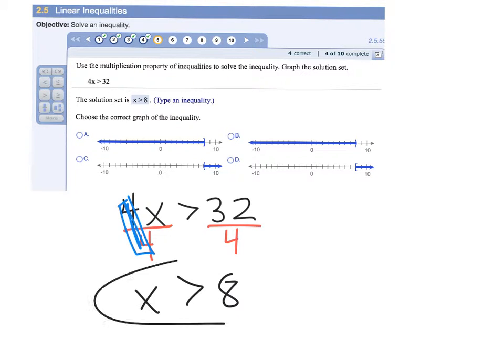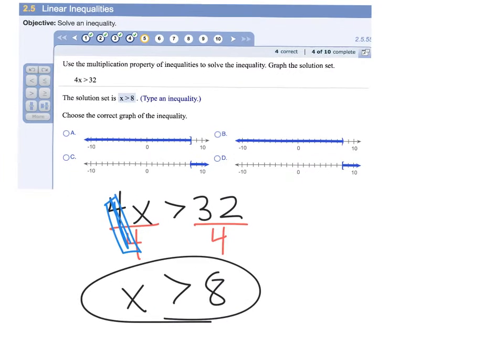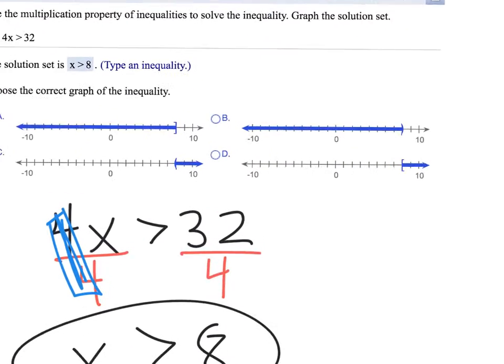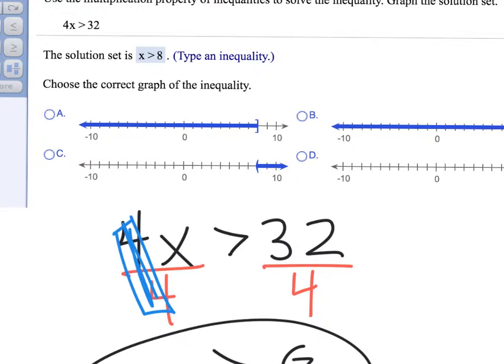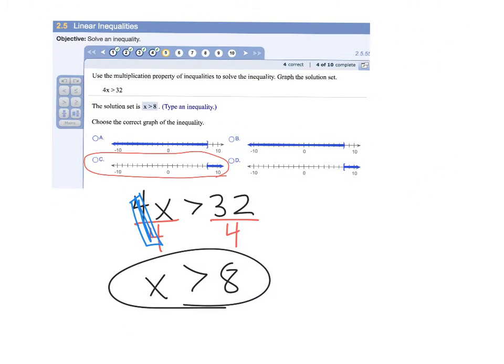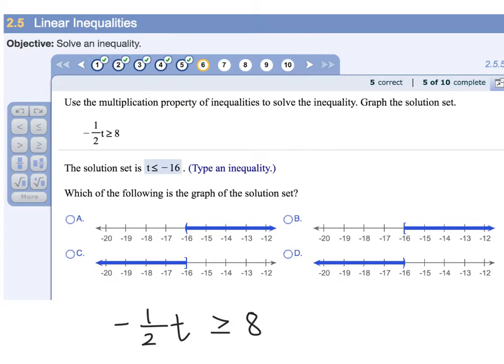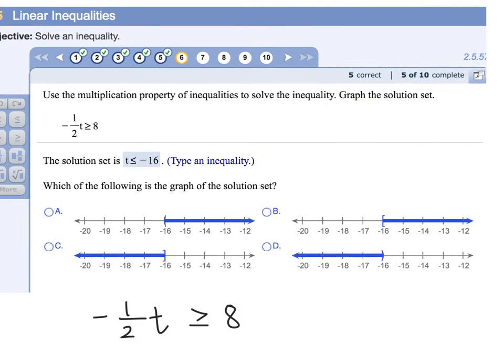And because this is a soft stop, we're going to look for the soft stop at 8, and x is greater than 8. So it's right here, this guy. There's our soft stop at 8, and it's greater. And that wraps up a pretty simple one. So we are going to solve this inequality and then graph it.